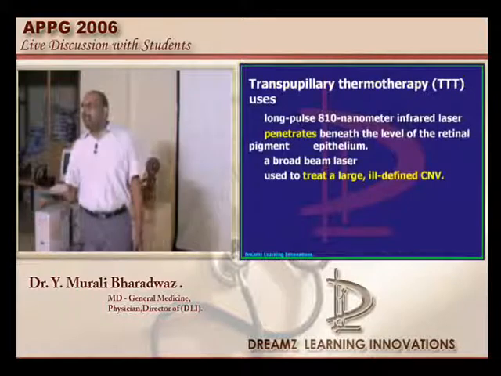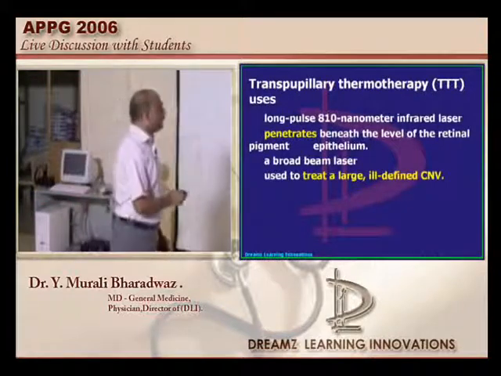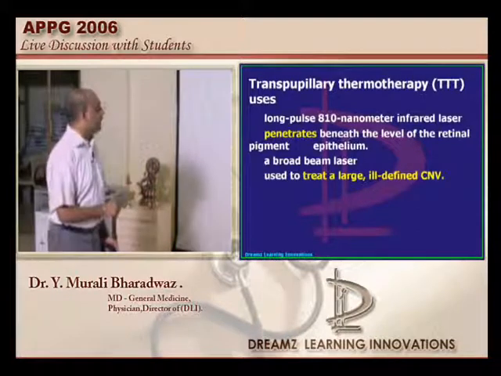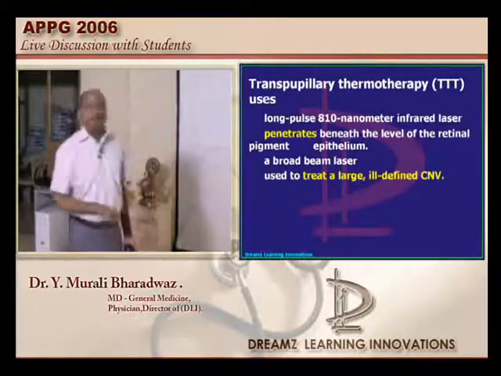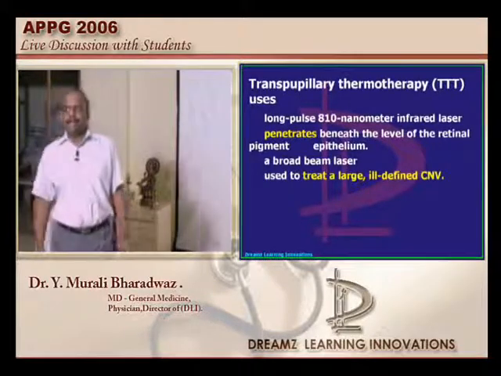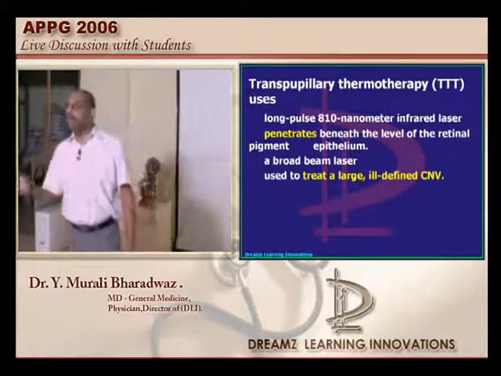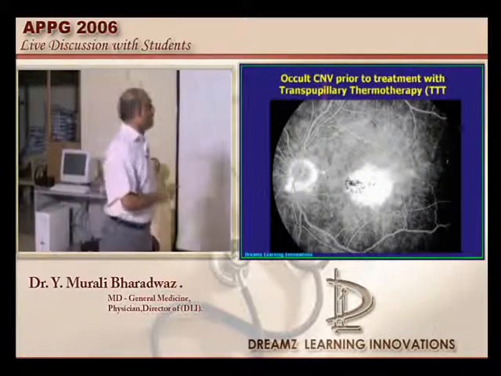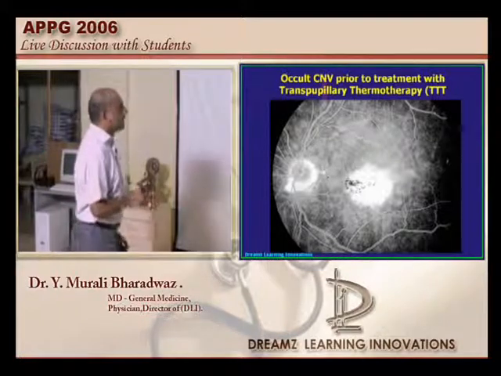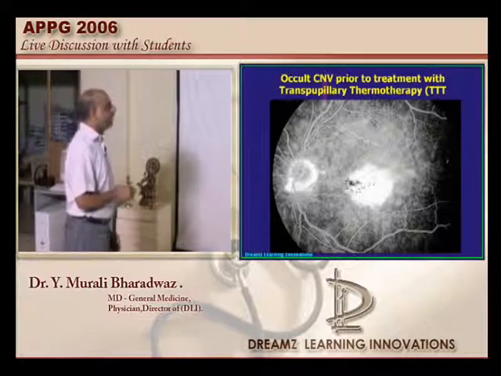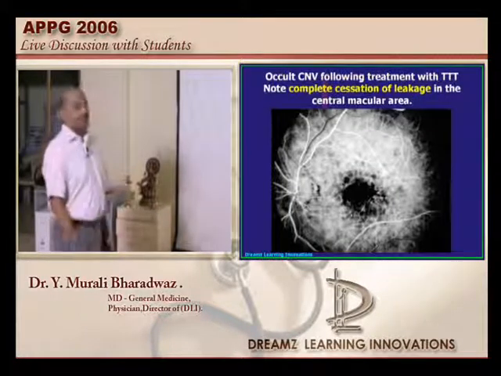You have one more way of managing, that's called transpupillary thermotherapy, where a long pulse 810 nanometer infrared laser will be penetrating beneath the level of the retinal pigment epithelium, and it will be used to treat the ill-defined neovascularization which you can see in the wet type of age-related macular degeneration. So this gives the appearance of that CNV before the transpupillary thermotherapy, and after that is what you can see.